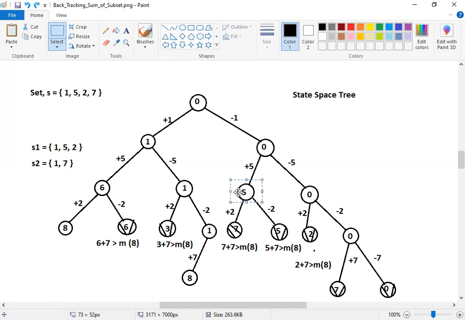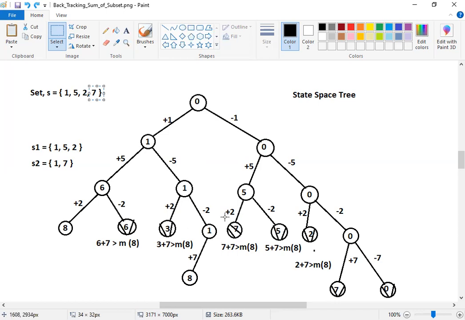After I reach this node, the next number available with me is 2. Again here I have two possibilities. I can include or I may not include. I will include it and go further. So from here I will draw one more sub-child on the left side including 2, that is plus 2. So 5 plus 2 is going to be 7. Now after here the next number is 7.